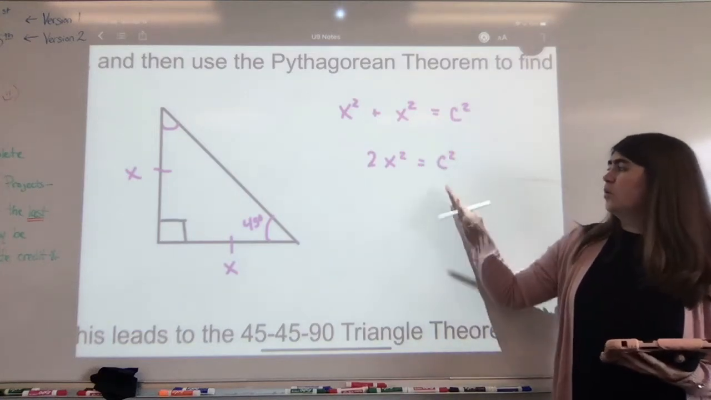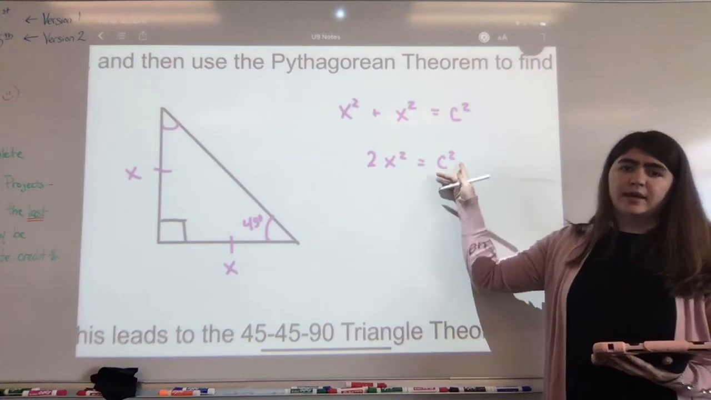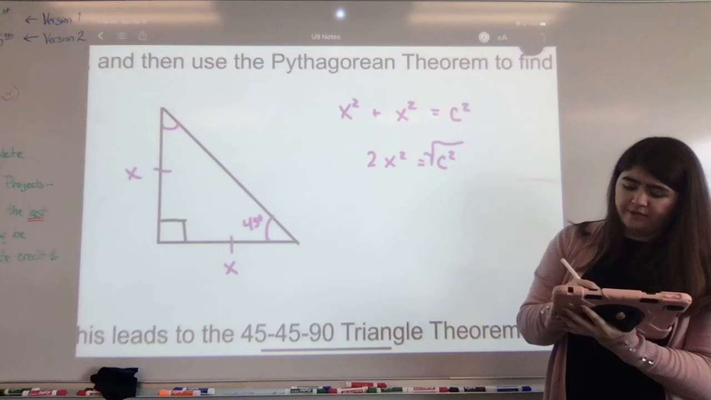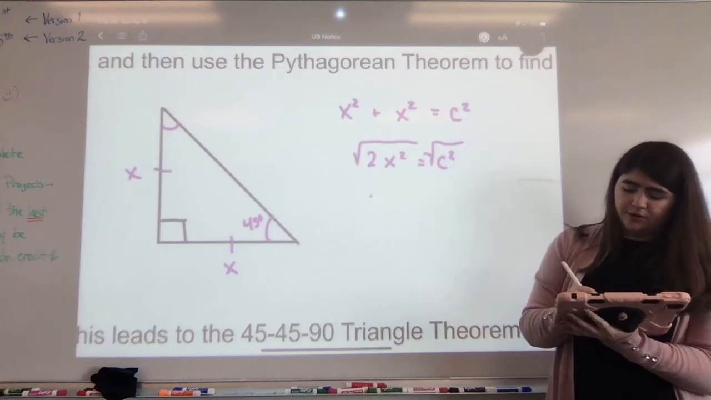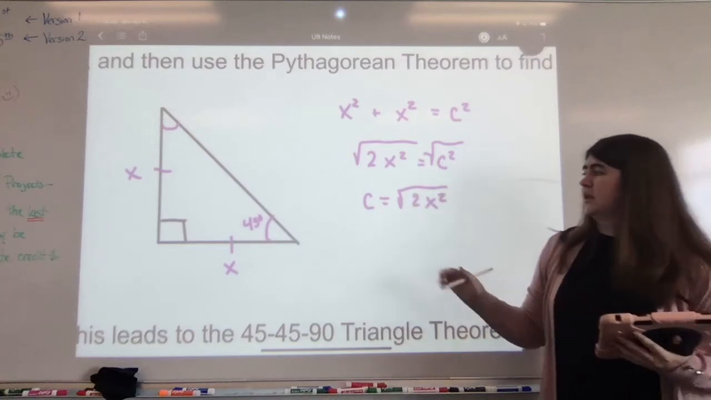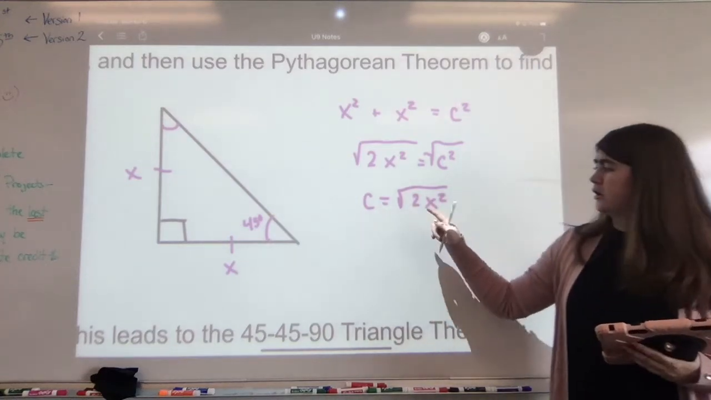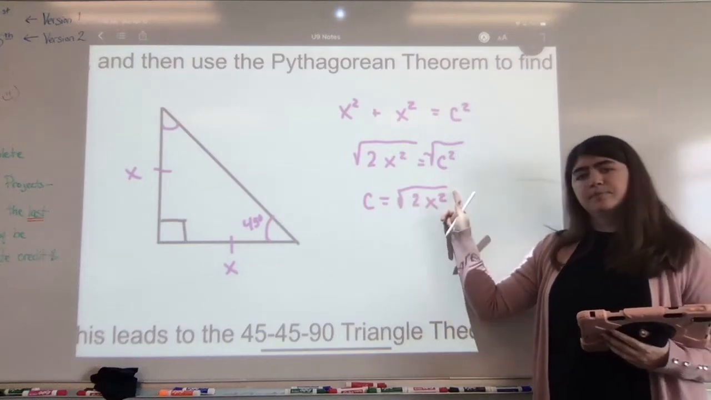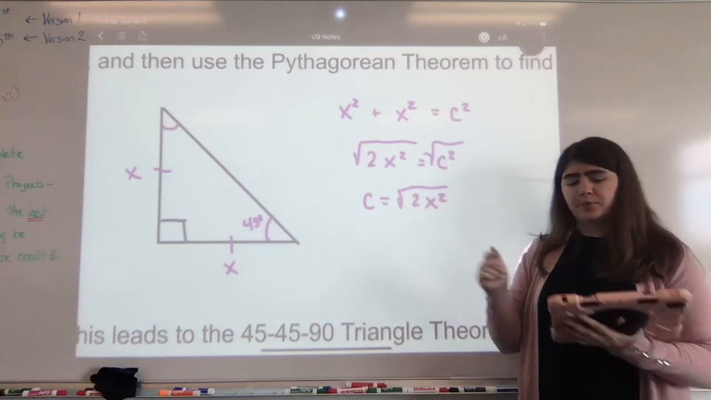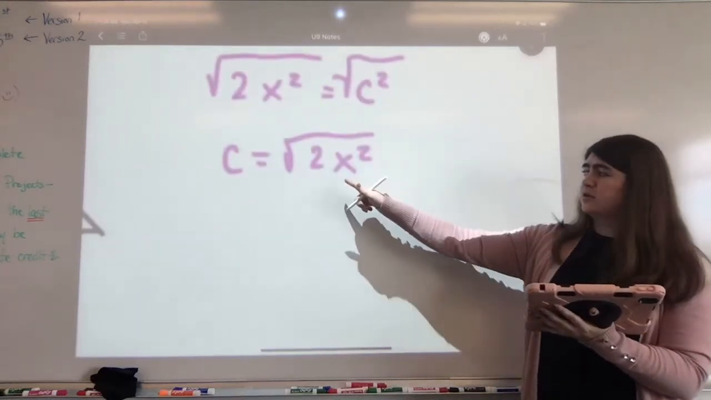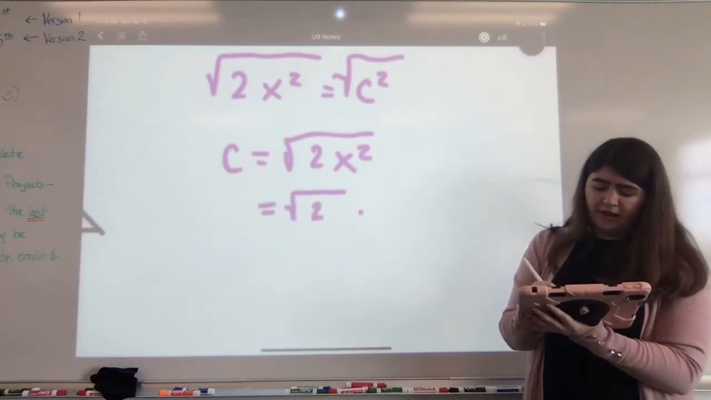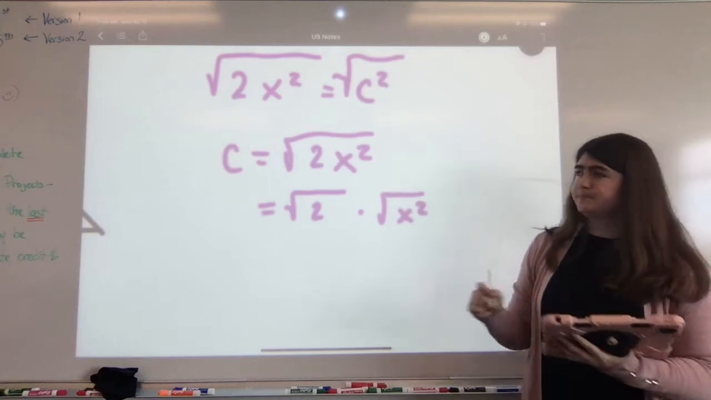Now the thing is, we want c to be by itself. So to get c by itself, I need to take the square root of both sides of this equation. In doing so, that gives me that c is equal to the square root of 2x squared. Now, if you remember, when we are using a radical, we can split our multiplication up into two separate radicals. So instead of c is equal to the square root of 2x squared, this is equal to the square root of 2 times the square root of x squared.